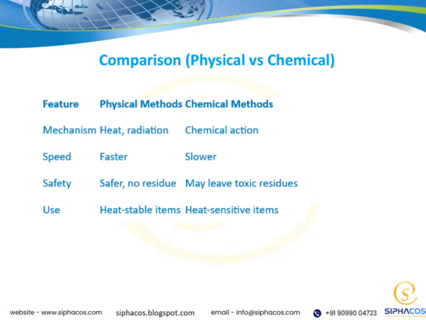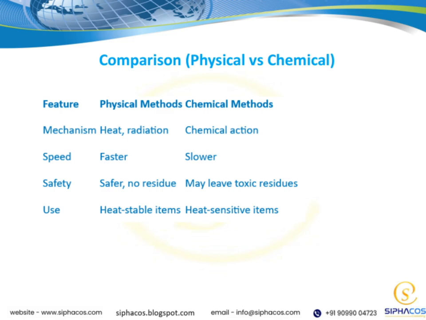Let's take a closer look at the comparison between physical and chemical methods. When we talk about physical processes, we're referring to changes that affect the form or appearance of a substance without altering its chemical composition. For example, cutting, grinding, or melting are all physical changes. They don't change what the substance is at the molecular level. On the other hand, chemical methods involve transforming a substance into a different substance altogether. Think of reactions like combustion or corrosion. These fundamentally change the chemical structure.